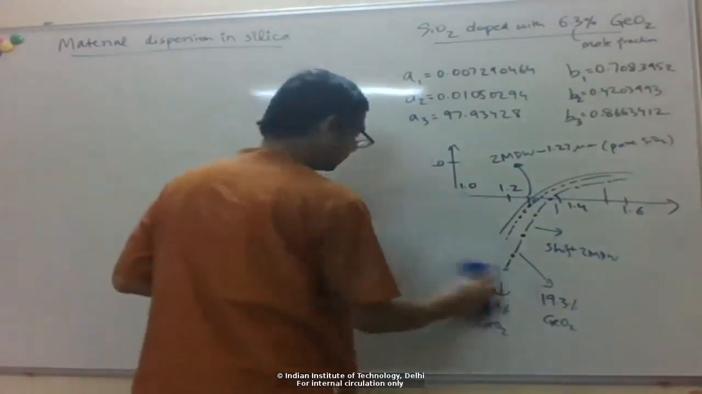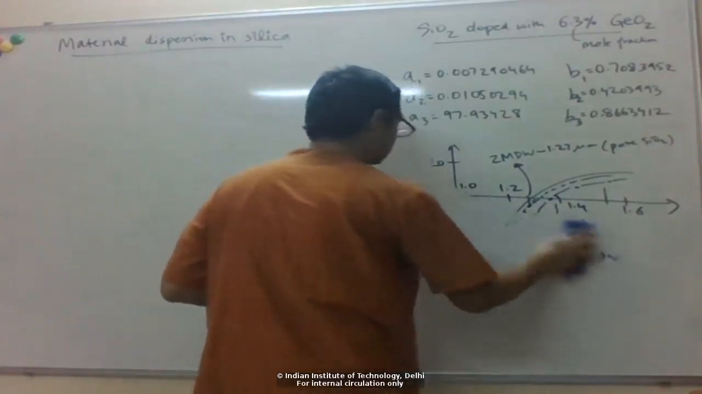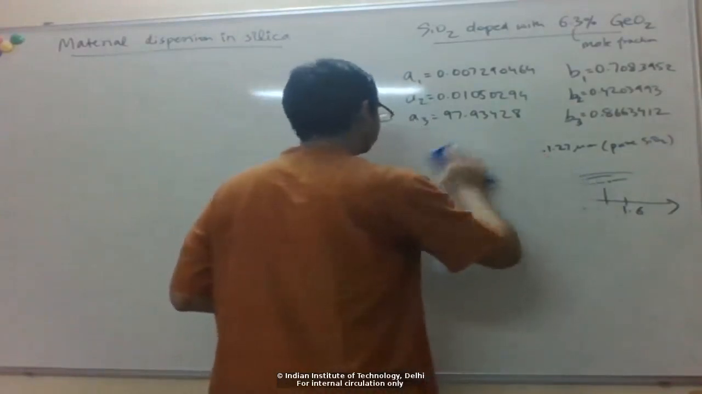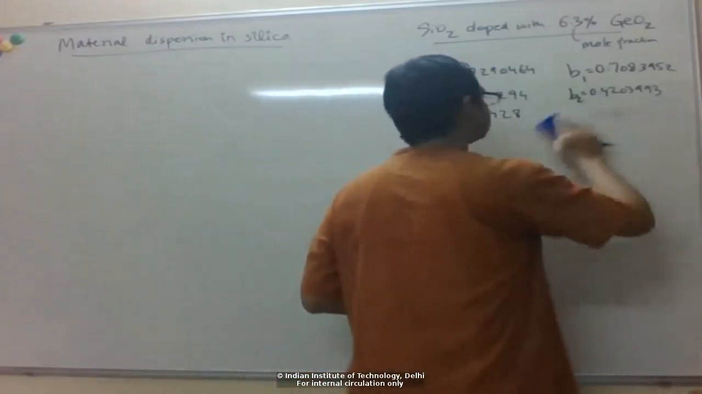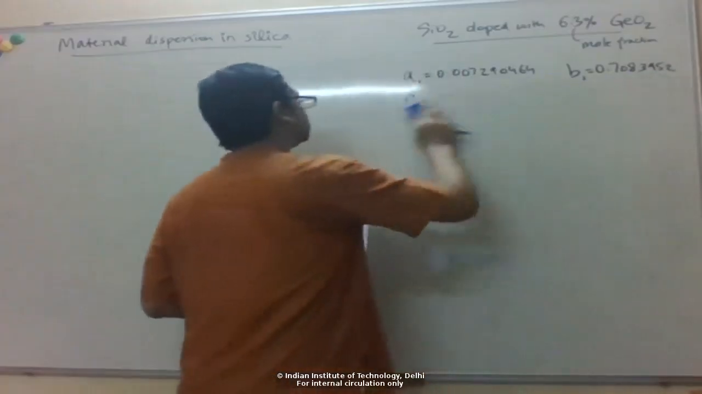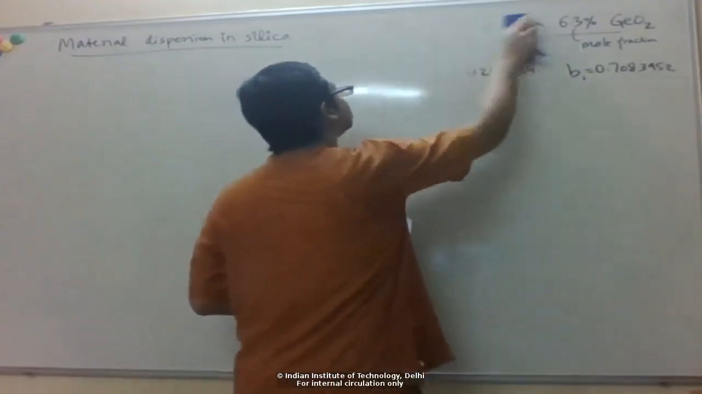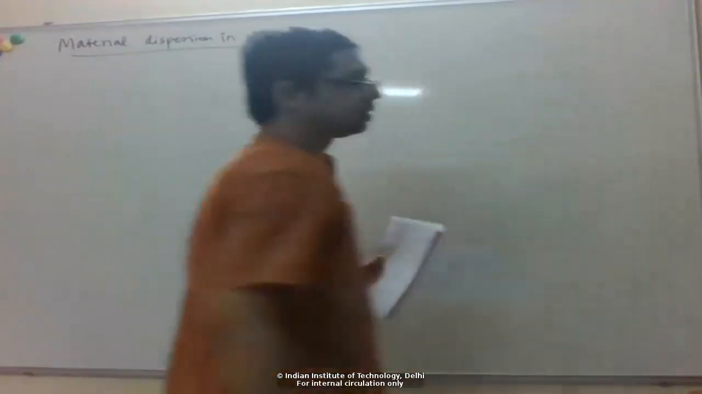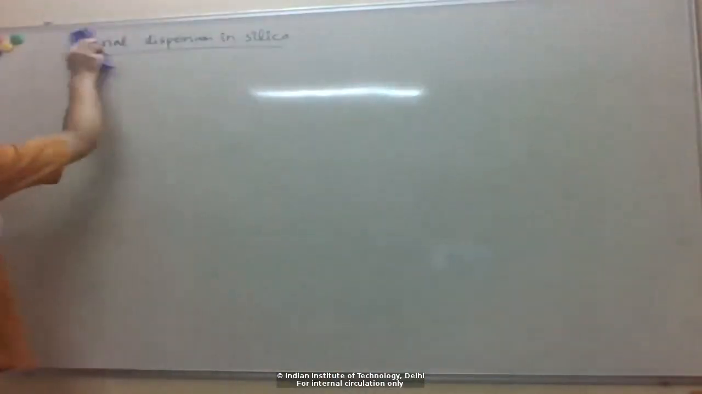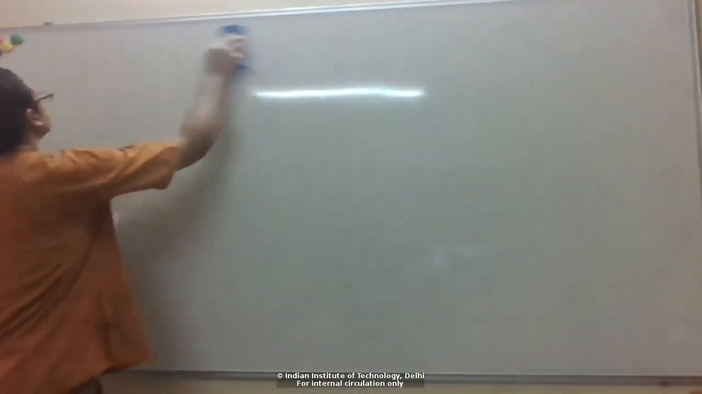So let's now discuss how a transform limited optical pulse broadens in a dispersive medium. As we discussed last time, the pulse broadening is just given by the product of the length of propagation times this dispersion coefficient times the bandwidth, right?